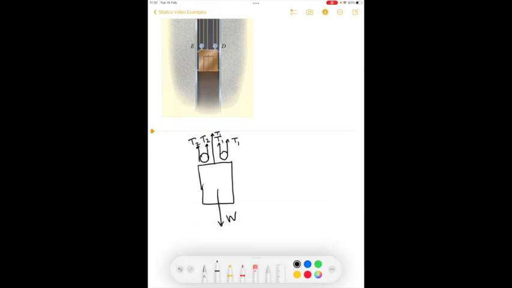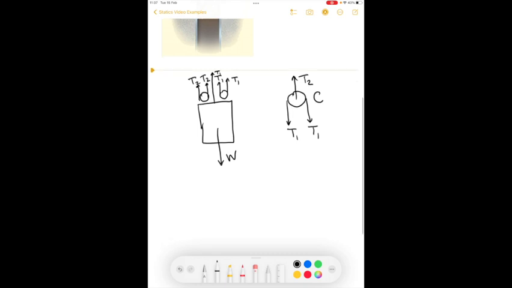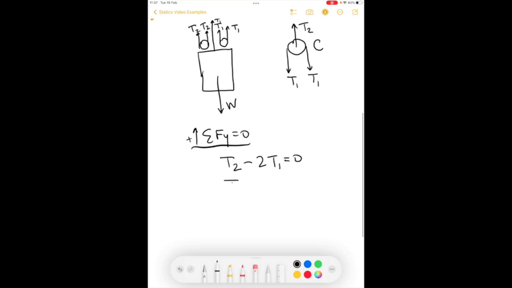At the same time, there's a pulley C, which is connected to that first cable. So again, remember that the tension force in the cable is always equal, and this is that second cable. There's only 2 cables, so there's only 2 different forces, T1 and T2, that we're trying to solve for. First we're going to look at pulley C over here. If we sum the forces in the y direction according to pulley C, we can see that T2 minus 2 T1 is equal to 0. In other words, T2 is equal to 2 times T1.